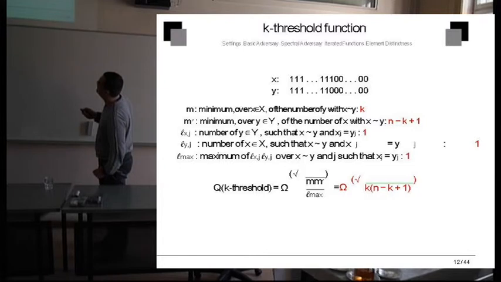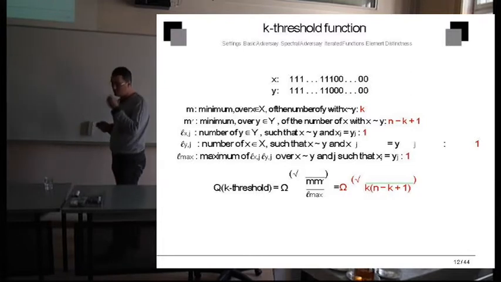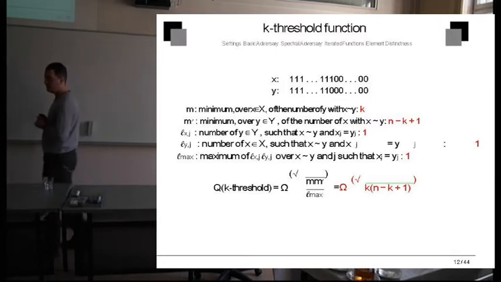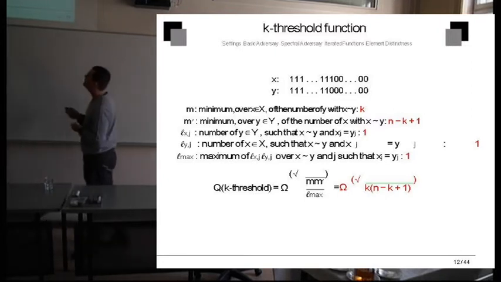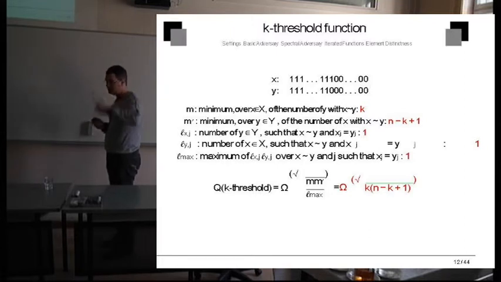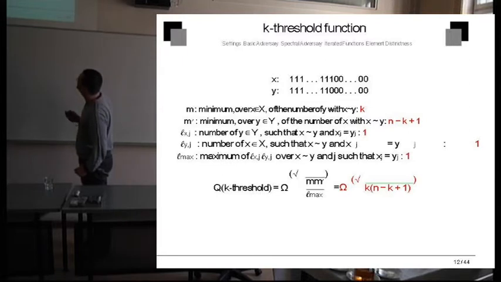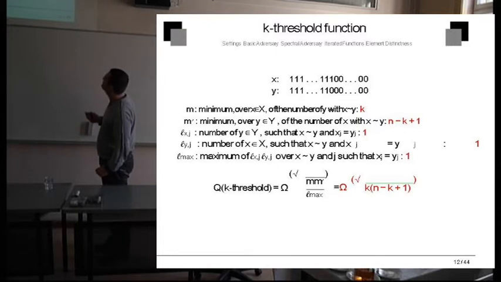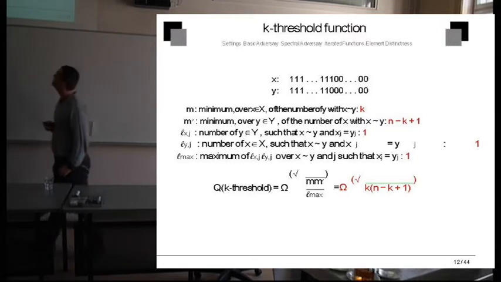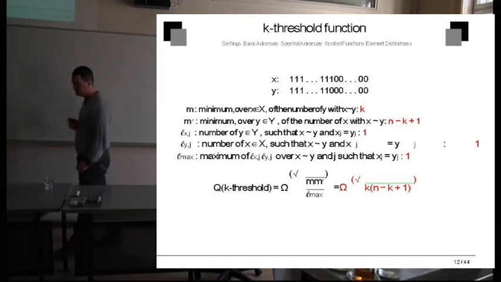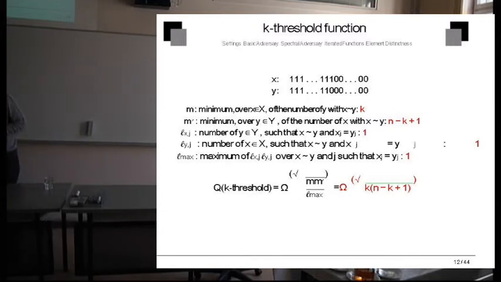Similarly, l_{x,j} and l'_{y,j} are both 1s, because by definition an element is in a relation if it differs in one position. So for each y, there is only one element that differs from x in that position that can be in a relationship with it, and if it happens to be in Y for x or in X for y, then we get it. So both of these are 1, and L max is also 1, and we get that the quantum complexity of the k-threshold function is omega of the square root of k times n minus k plus 1. And this is actually also tight.